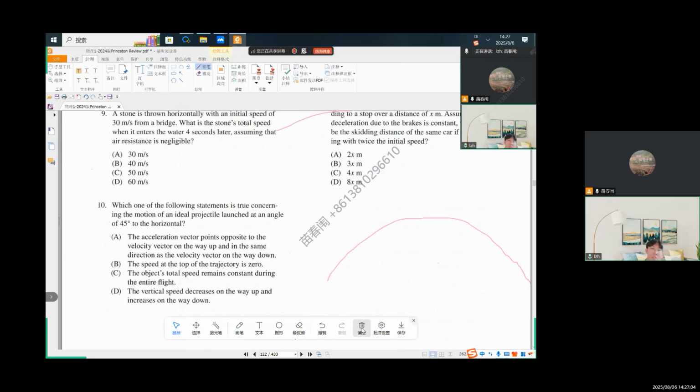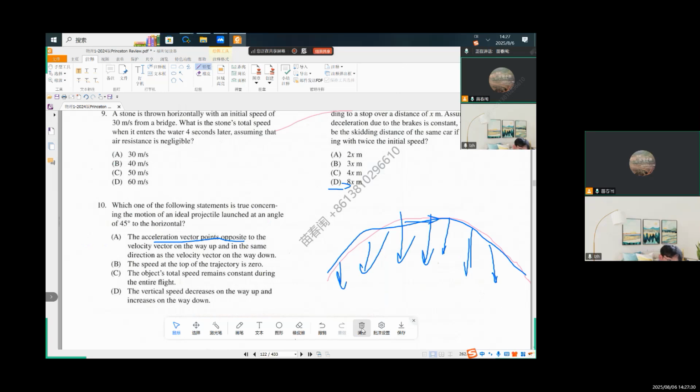I'm pretty sure that is not right, because the acceleration vector points always down, right? G acceleration is always down. And horizontally there's no acceleration, the velocity is always the same. So that's definitely wrong.